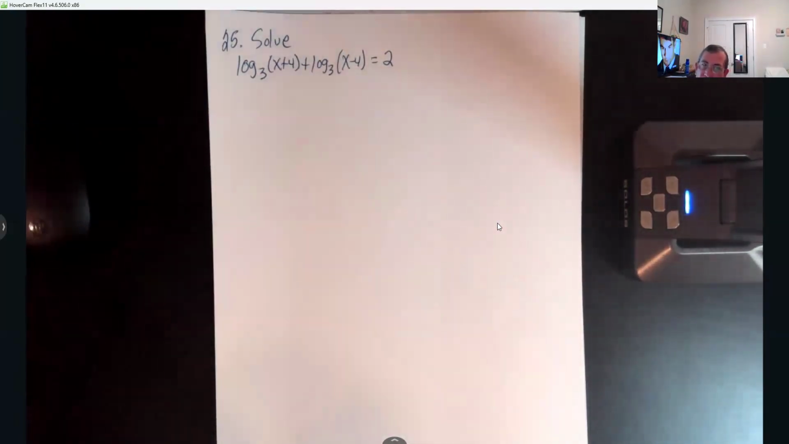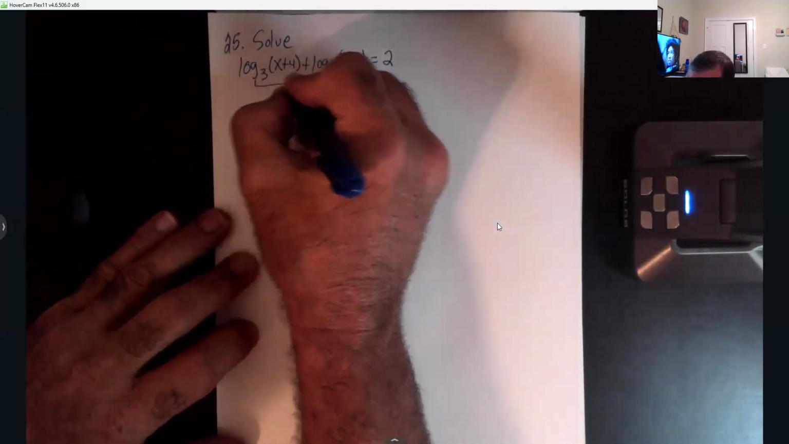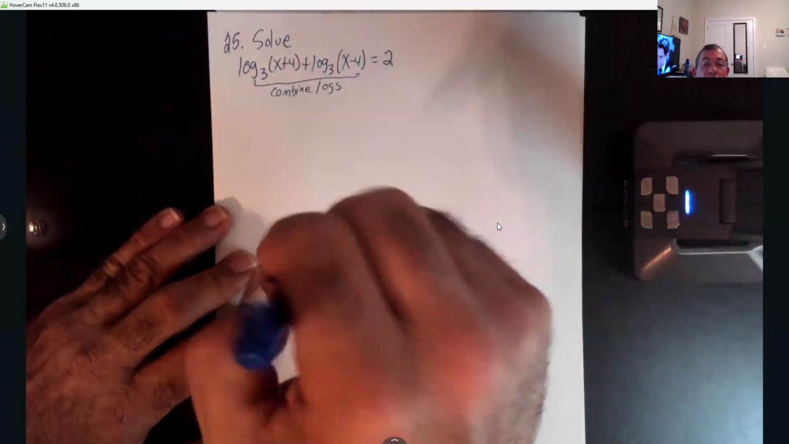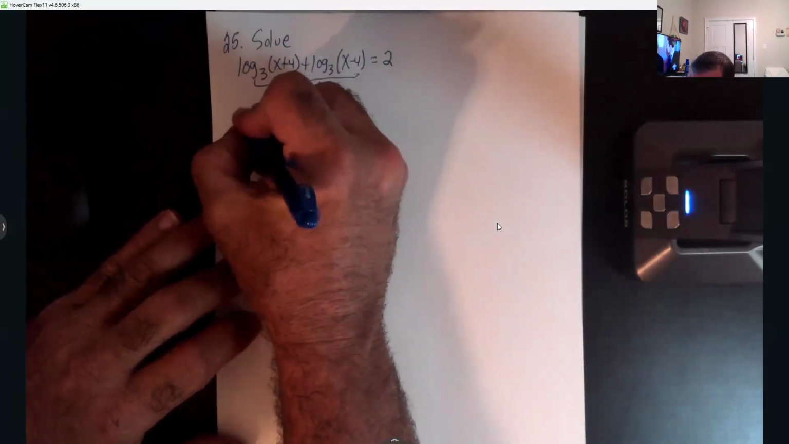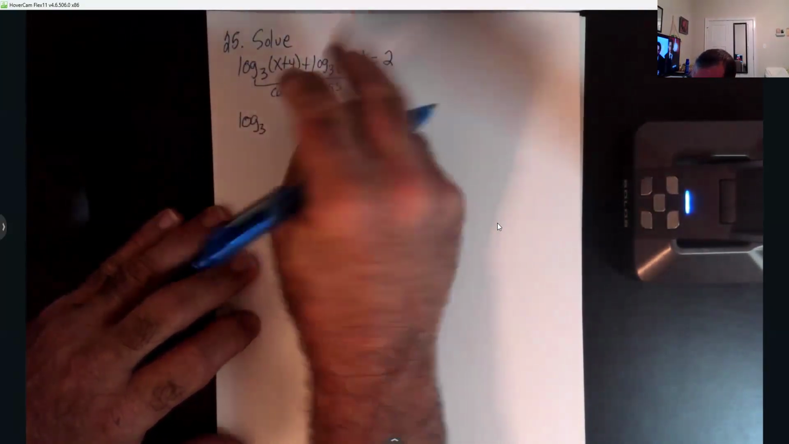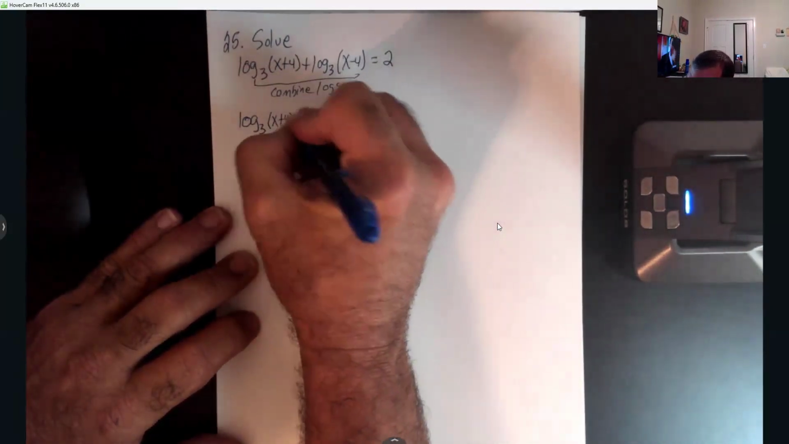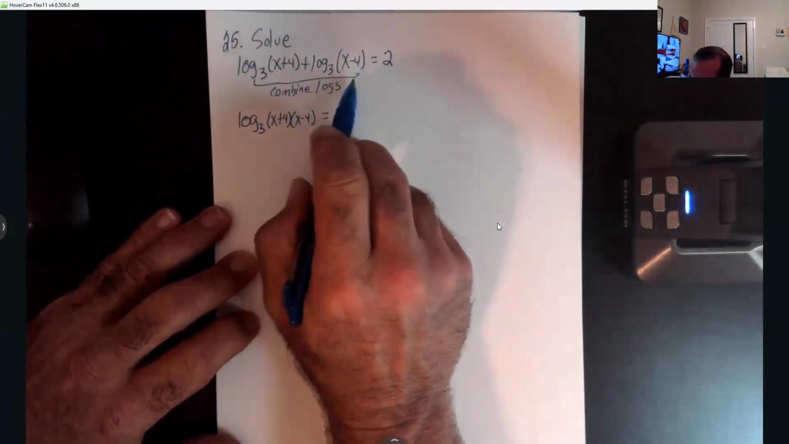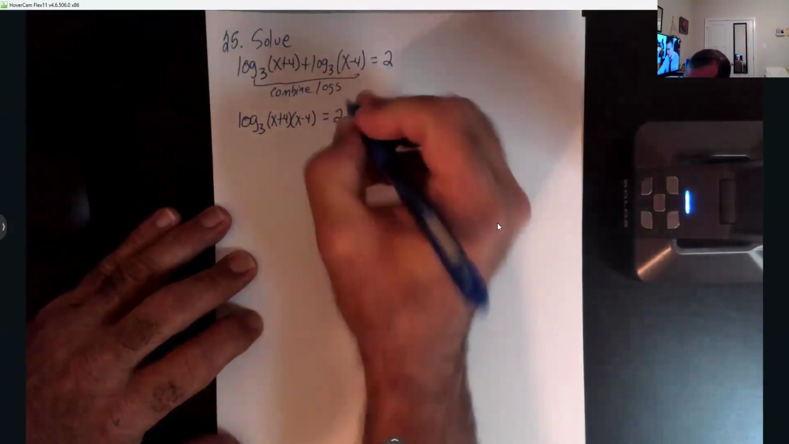So they like keeping you honest with all the different types of logarithm equations, okay? But remember, you got 2 on the left side, so we're going to combine logs. While they were being subtracted, we wrote that as a quotient. These are being added, so we're going to write it as a product. So bring out that log 3, and then we'll have our x plus 4 times x minus 4. So sums are written as products. All that equal to our 2.